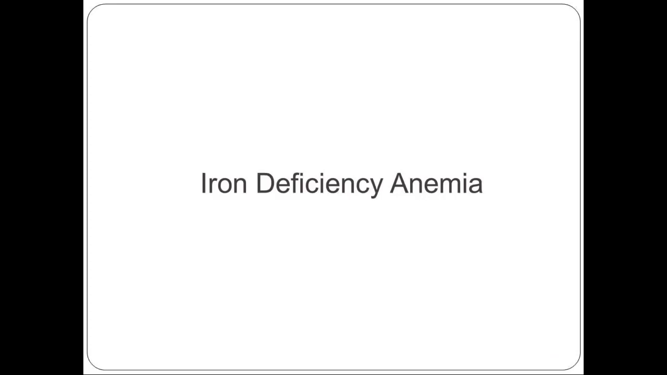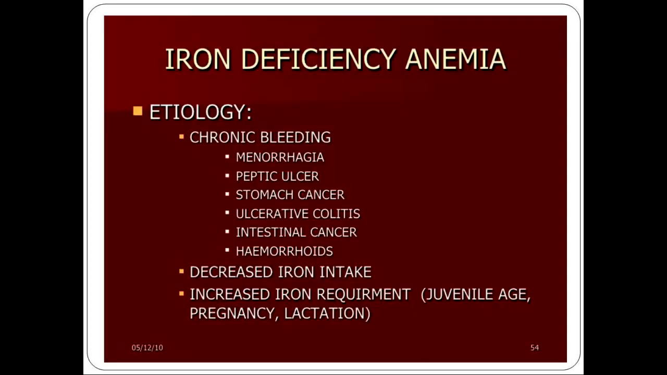Okay, so let's talk about iron deficiency anemia, which you're going to see probably a lot of. So the etiology is usually chronic bleeding, so menorrhagia, which means heavy menstrual bleeding, a peptic ulcer that might be bleeding, stomach cancer, ulcerative colitis, intestinal cancer, hemorrhoids. It's got to be pretty bad hemorrhoids in order to become anemic. Or decreased iron intake. A lot of people do not get a lot of iron in their diets nowadays, or they might not be getting enough if they're pregnant, lactating, or young teenagers.